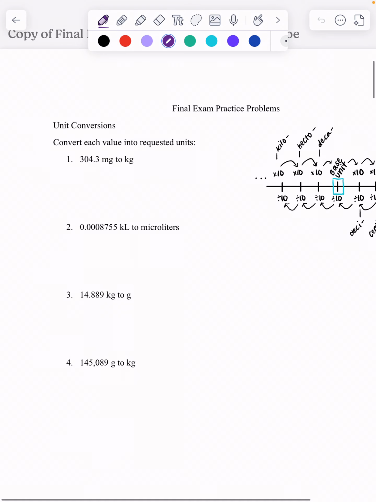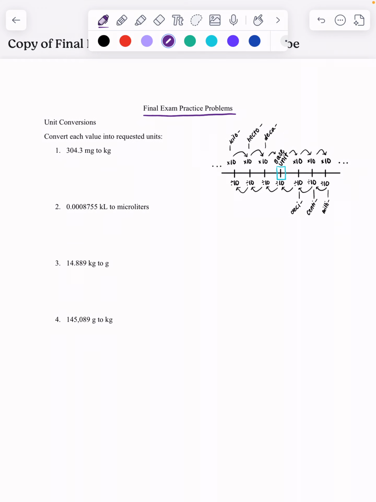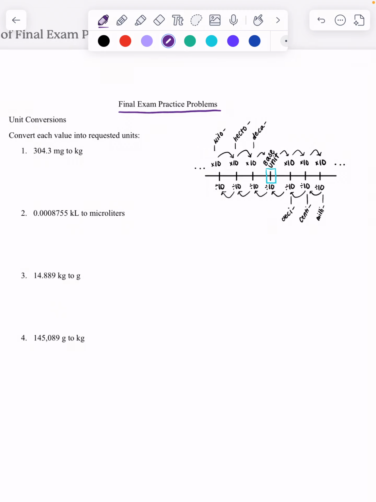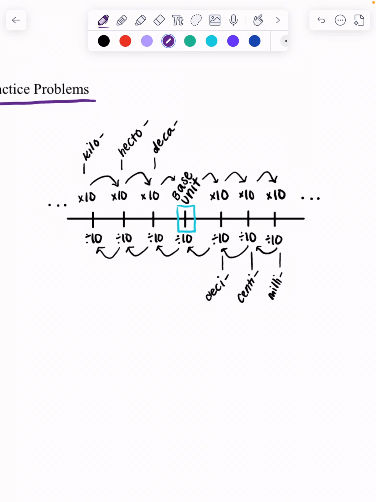And today we're going to do some of this final exam practice. This is pulled directly from the final exam practice, which is on Blackboard under Unit 5. I just wanted to go over a couple of these unit conversions to make sure that we are refreshed on our basics. Zooming in here real quick, we have our lovely little metric unit timeline, and I just wanted to have this here for your reference.